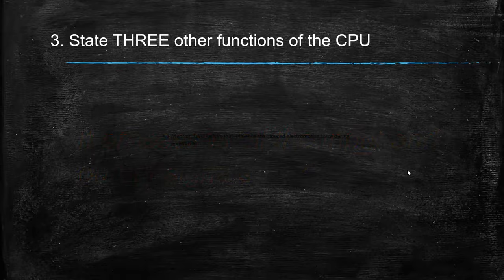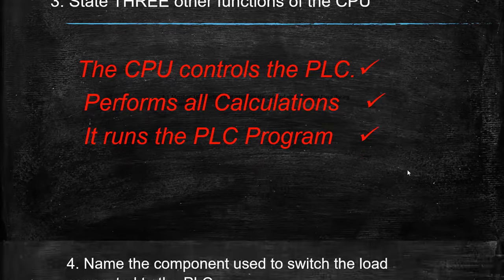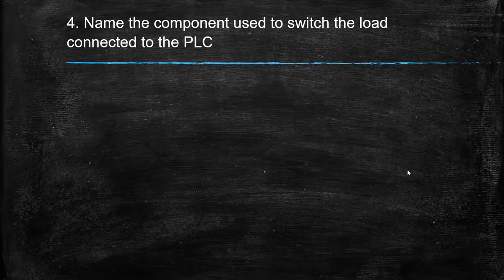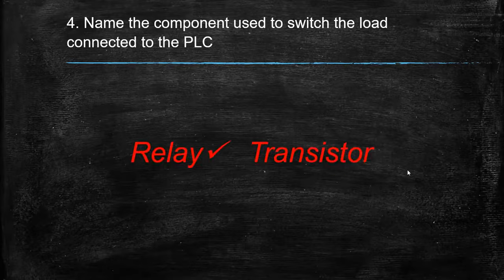Question 3. State 3 other functions of the CPU. The CPU controls the PLC, performs all calculations, it runs the PLC program. Name the components used to switch the load connected to the PLC. A relay or a transistor.